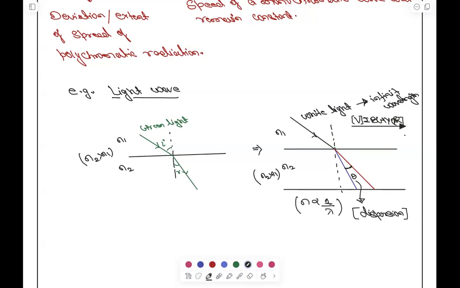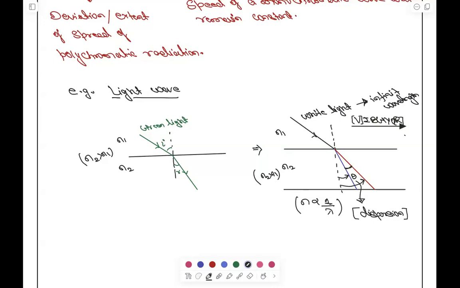Although this is in our syllabus, we will be studying this later also, but please try to understand. So violet will be near to that. This theta we can find. What is this angle? Angle of refraction for violet. This is the angle of refraction for red. Subtract, and you will get theta. So this theta is our dispersion.